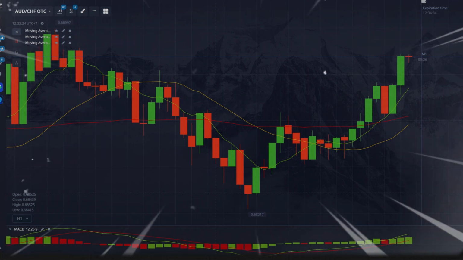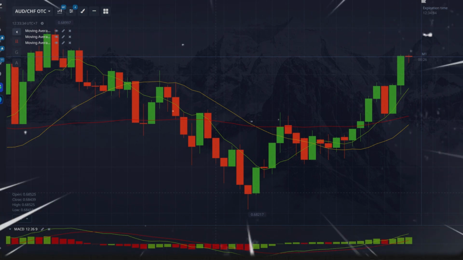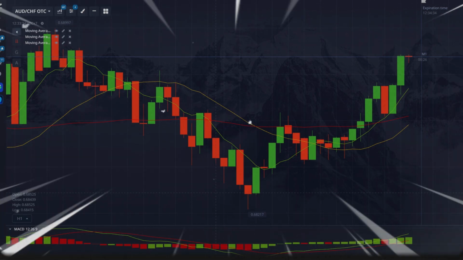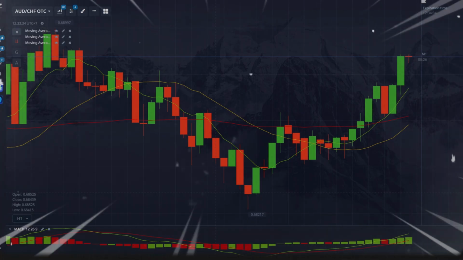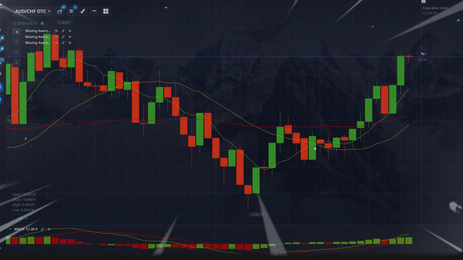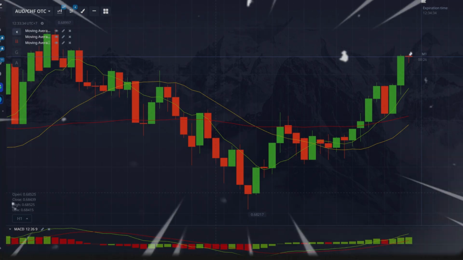tools in trading. Alright, let's jump straight into the trading session. I'm going to demonstrate this strategy live so you can clearly understand how to apply it in real market conditions. Watch every step I take closely because even the smallest detail can make a big difference in your trading results.